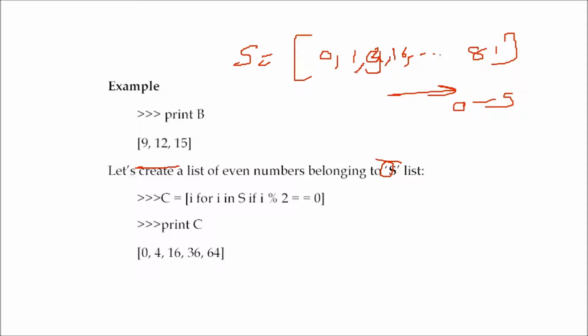Now we have to make a list which has those values which are divisible by 2. So what we are going to do is, we are making C equal to I for I in S, if I modulo 2 is equal to 0. That is, if you divide any of these numbers by 2 and the remainder is 0, we will assign it to C. So if you print C, it will be 0, 4, 16, 36, 64 for all the elements which are divisible by 2. This is how you can make a list by comprehension.